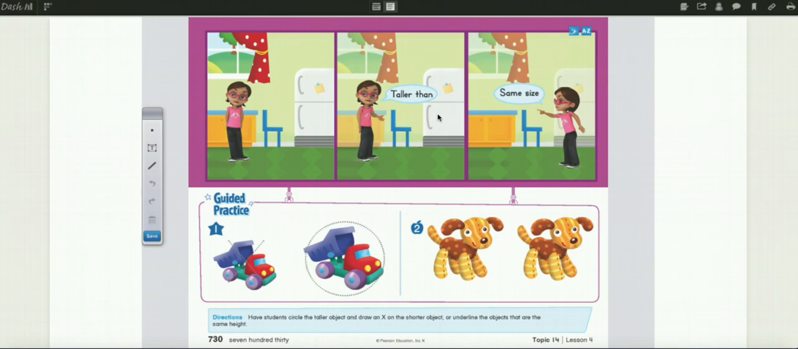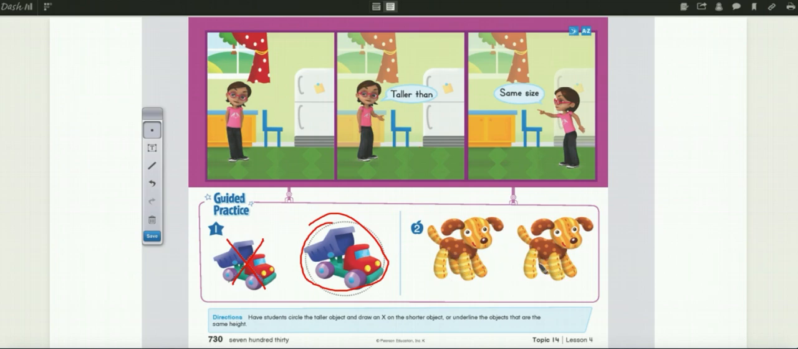Okay, so for number 1, we're going to circle the taller object, and we're going to draw an X on the shorter object. If they are the same, we will underline them. So let's look at number 1. Which of these items is taller? The one on the right, so we're going to go ahead and circle it. This one is shorter, so we're going to go ahead and draw an X on it.